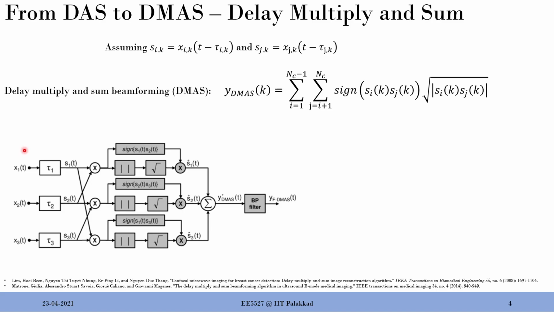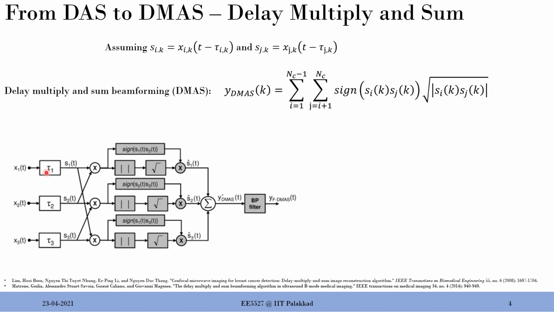So here, just to go from left to right, you have x1 of t, which is the raw channel data corresponding to sensor number 1 or transducer number 1. Similarly, x2 of t, x3 of t exist, and then you need to do the delay compensation or the delay shift corresponding to the pixel that you are interested in.